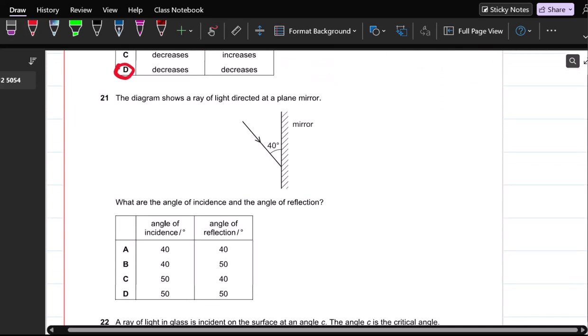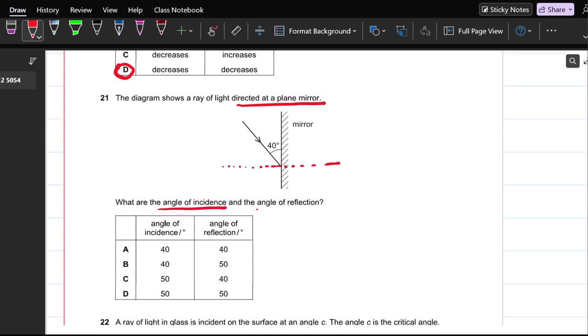Then the diagram shows a ray of light directed at a plane mirror. This is a plane, so we can make a normal here. What are the angle of incidence and the angle of reflection? The angle of incidence is this angle between the normal and the incident ray.